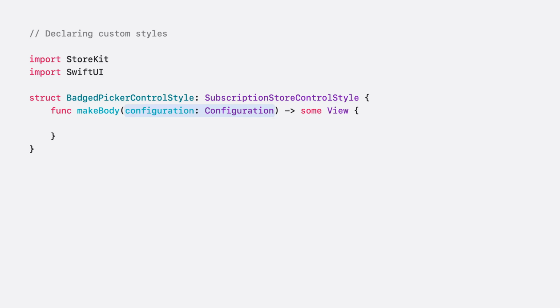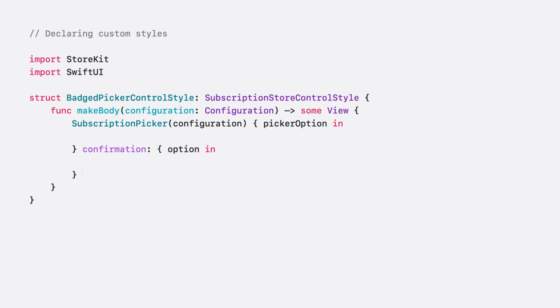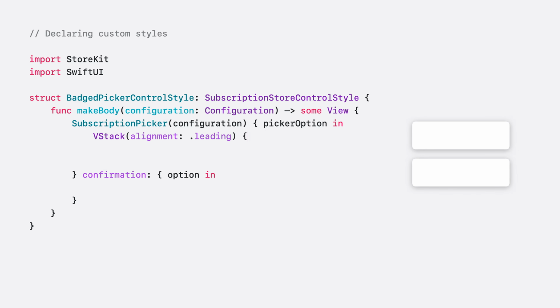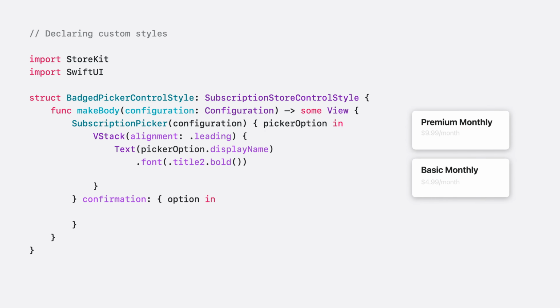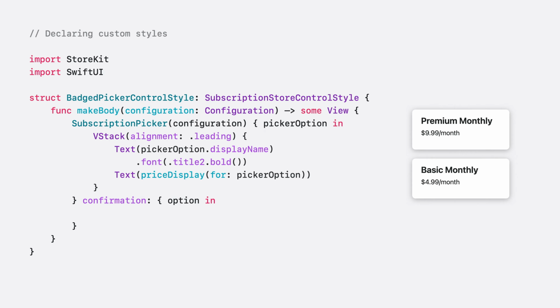You can use this configuration value with the new subscription picker API. The subscription picker expects 2 closures. For the first closure, you return the view that will be used to represent each of the vendor's subscription options. For this spec, I'll create a custom SwiftUI view from scratch. I'll start by adding a VStack and the picker option's display name. I'll add the option's localized price display using a helper method I created earlier.